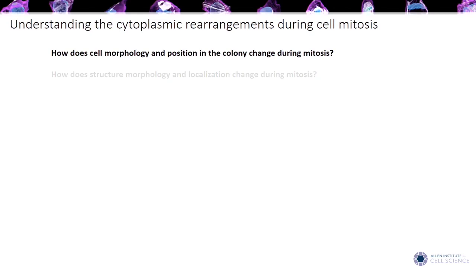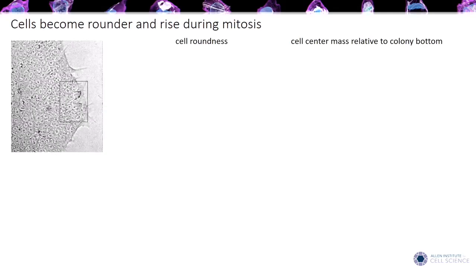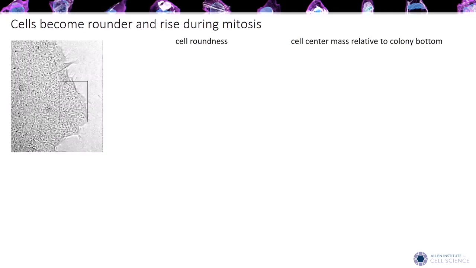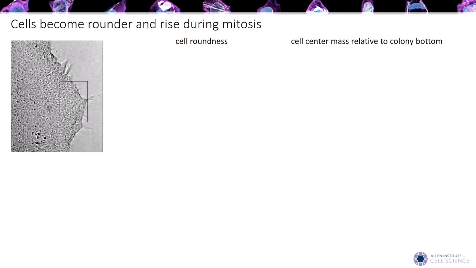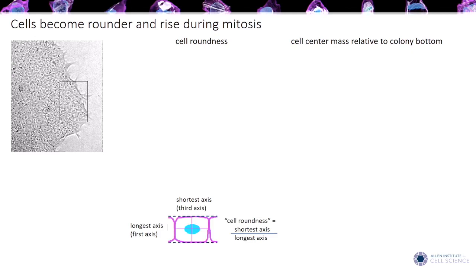Let's look at the cell morphology first, since we saw that huge variety of cell shapes when we looked at the cell viewer. This is a movie of a stem cell colony, and you can see a dividing cell. As the cell divides, the cell rounds up and rises up within the colony. So we wanted to quantify the morphology. First, we looked at cell roundness, which we quantified as the shortest axis of the cell divided by the longest axis of the cell. The closer that ratio is to 1, the rounder the cell.